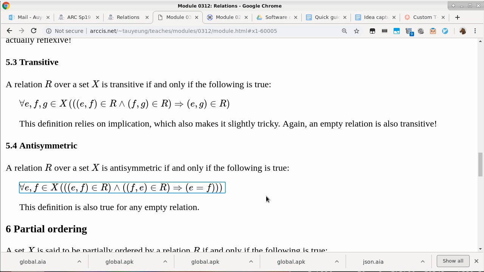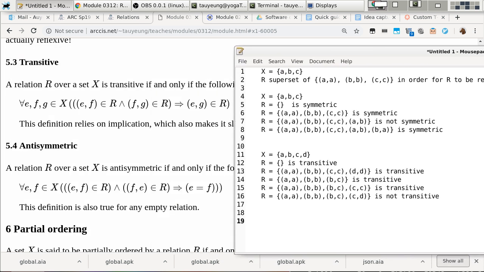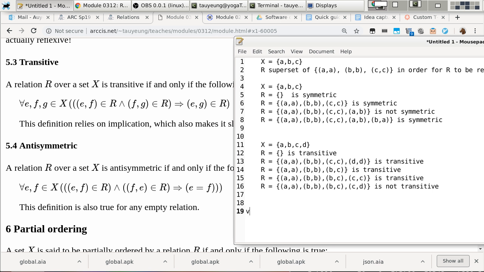So keeping that in mind, let's switch to our example, and let's see if we can display both at the same time. Oh, okay. Turns out we do have enough room to do it. Okay. So once again, this time we can choose a simple one, like X only has A, B, and C, and then R is the empty set again. So is it anti-symmetric by its very nature? What do you think?